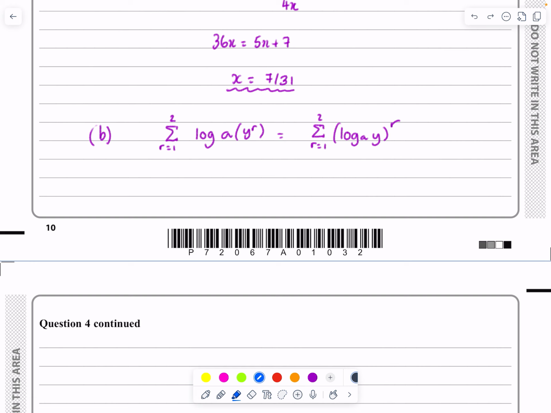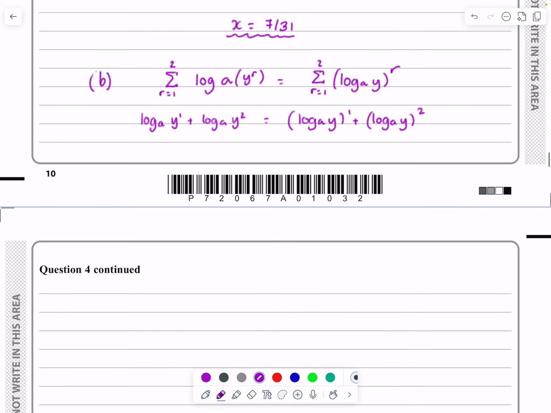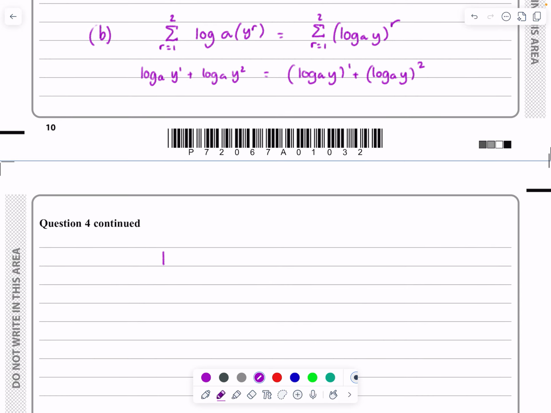So saying that then, excuse me, that's going to be, on the left-hand side, log a y to the 1 plus log a y squared, y to the power 2. That's it. On the other side, following exactly the same idea, I'm going to have log a y to the power of 1 plus log a y, squared, or to the power of 2. Okay, well, if I look at those then, let's just tidy that up, because I put all those things out. I really didn't need to put the ones in, did I?